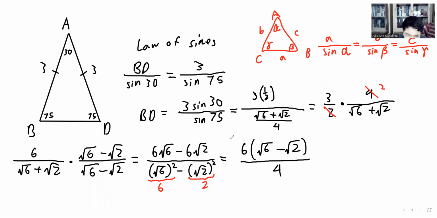And then we can cancel, 3 and 2. So we can now end up with the following value. Unfortunately, there's no more simplification. This is how we can go.